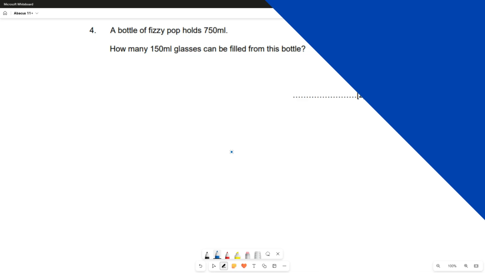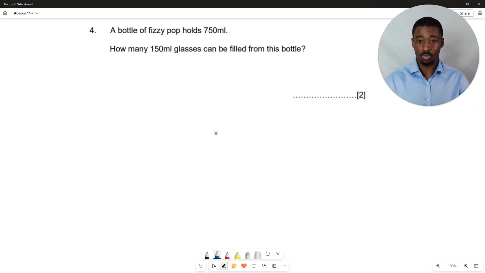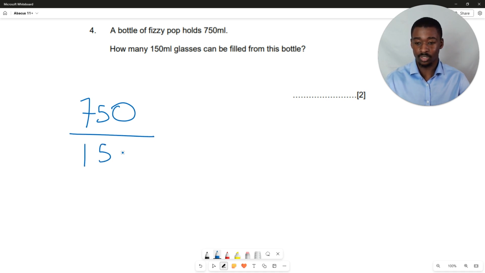1,870. So here for our next question, we have a bottle of fizzy pop holds 750 milliliters. How many 150 milliliter glasses can be filled from this bottle? So here we have a division question. We must take the 750 milliliters and divide that by 150 to see how many 150s go into 750. Now, this has already been made pretty easy for us because both of these values are in milliliters. They have the same unit.